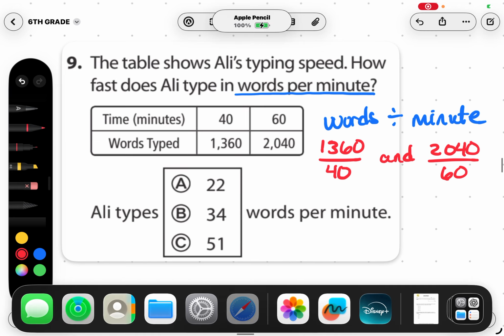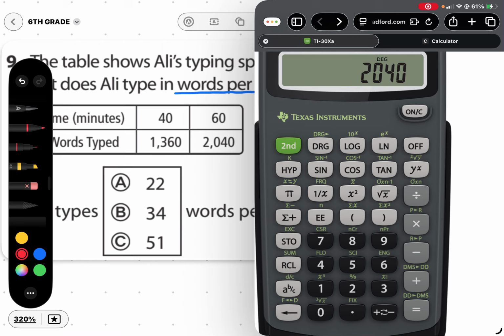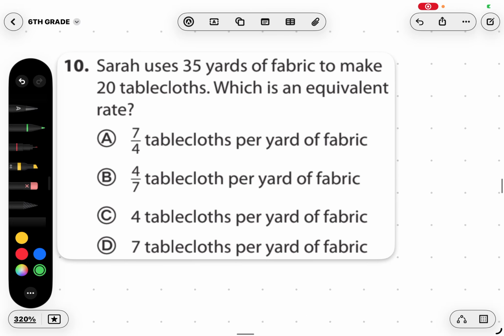So let's go ahead and check that out. Just pull your calculators out. And the first one is going to be 1,360 divided by 40. That equals 34. Let's take a look at the next one. 2,040 divided by 60. That also equals 34. So when you divide both of these, no matter what, this or that, it's going to equal 34. So we know that Ali types 34 words per minute, or every minute. And there we go. Let's take a look at number 10.